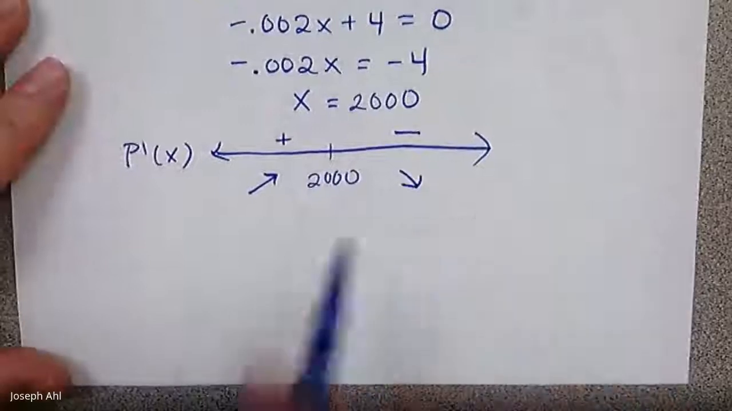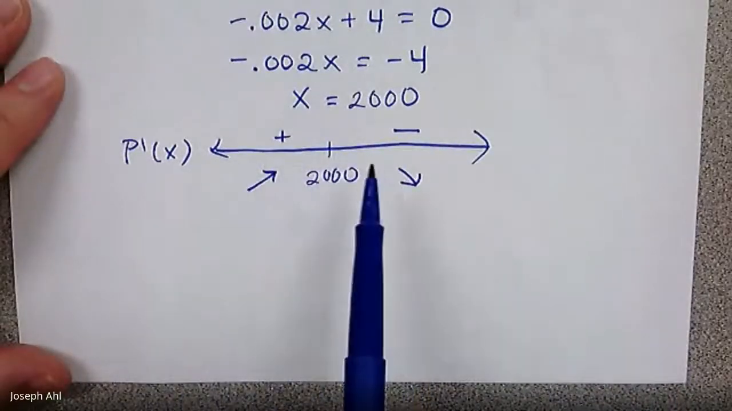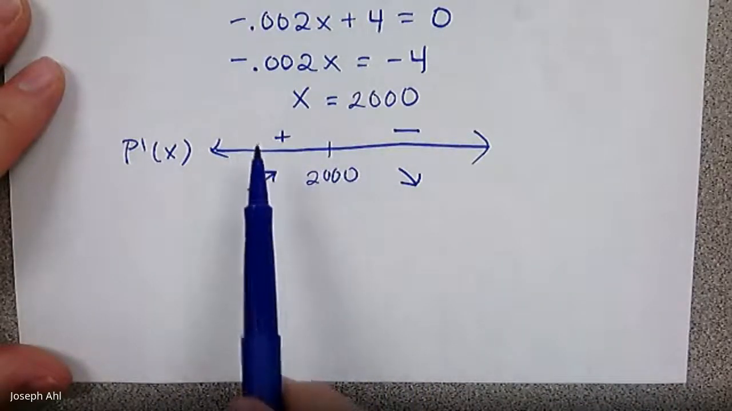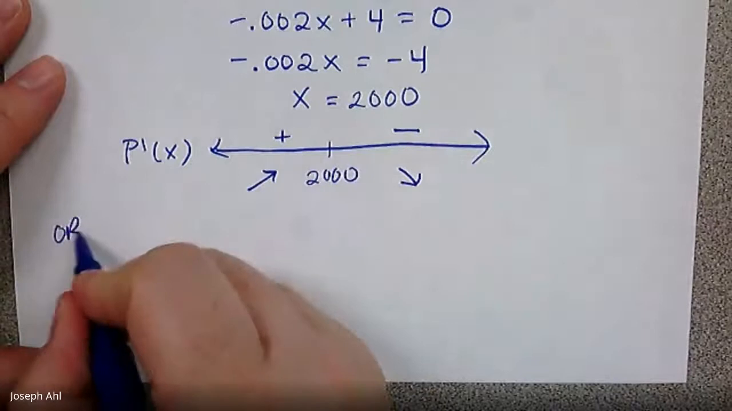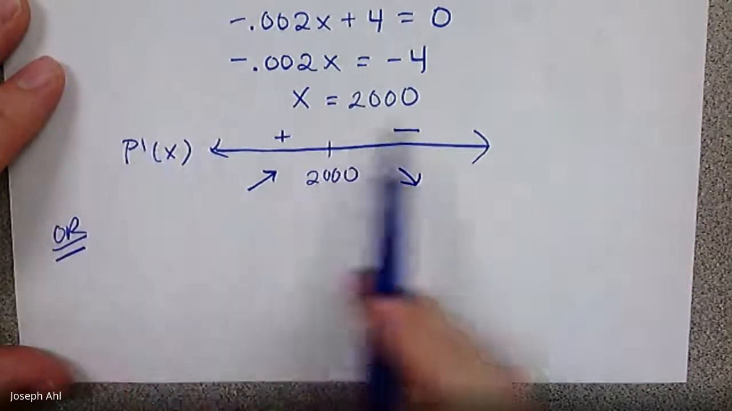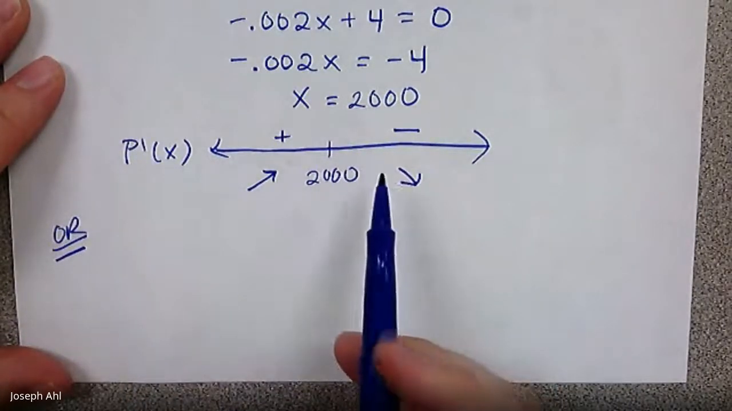Okay. So we would justify that, right? Since P prime is changing from greater than 0 to the left to less than 0 to the right of 2,000, we know that there's a max at that location. Okay. Or what else could I do? So this is how the first derivative test works, and we would write that justification.